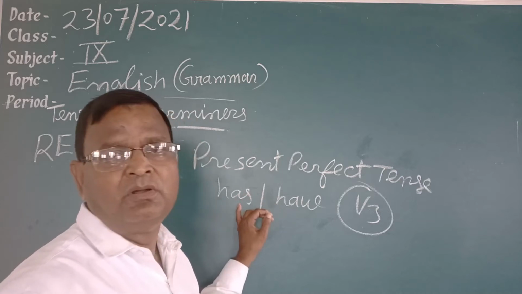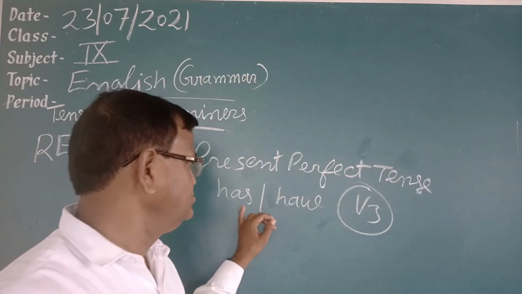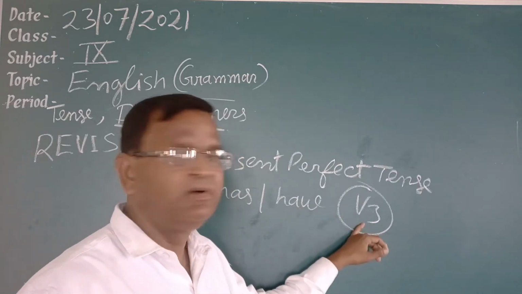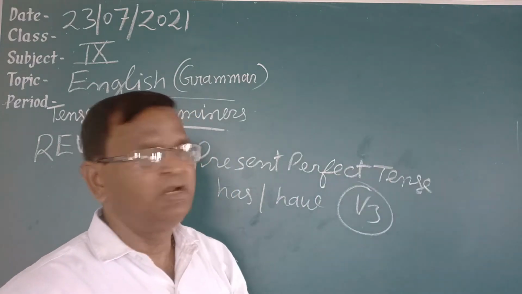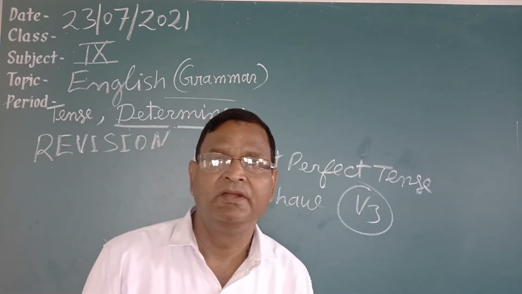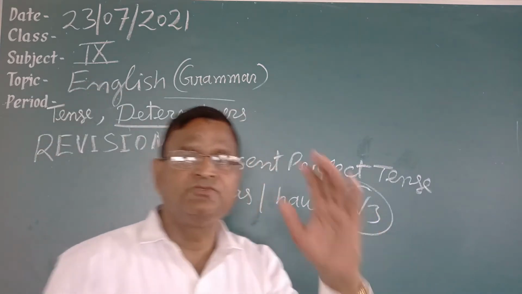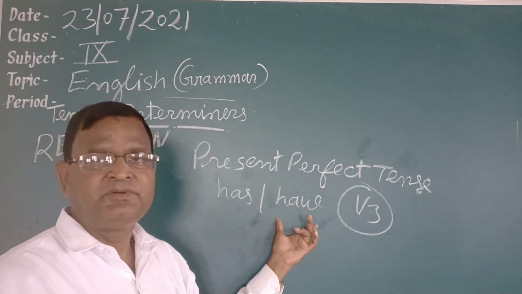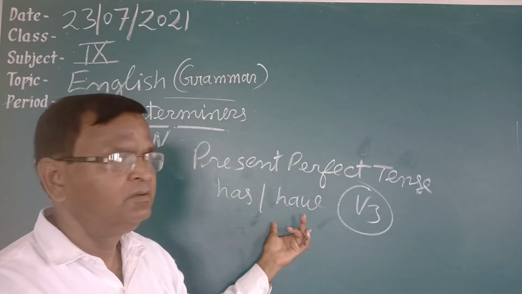Has is used if a singular number subject is there. If I, you and plural number subjects are there, then have is used, and verb third form. She has slept. They have gone to Agra. I have taken tea, like that. If negative sentence comes, then after has, have, not is used. She has not slept. You have not taken my pen, like that.